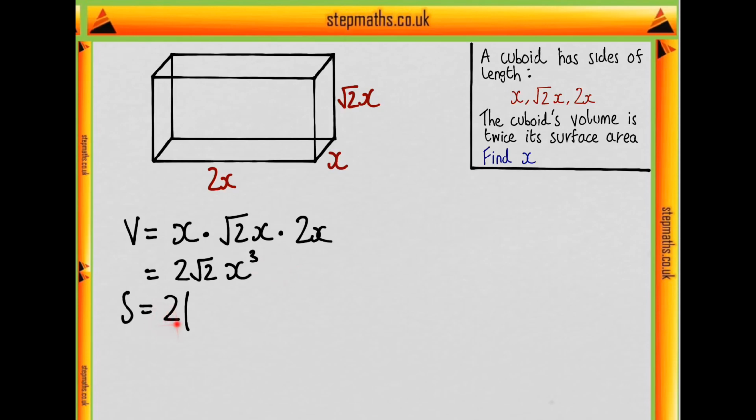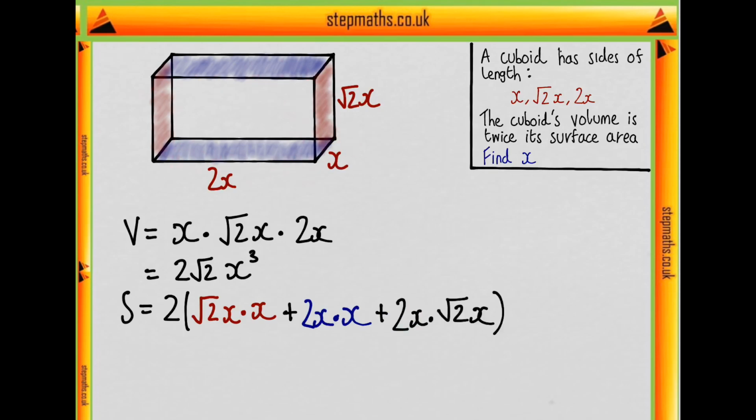So we've got surface area is equal to 2 lots of this area, so essentially x times root 2x in the red. So that comes from here. And we're taking 2 lots of it because we'll have 2 copies of each rectangle we can consider. Plus 2 lots of this, the blue, which is 2x times x. And then plus 2 lots of the remaining front rectangle here, 2x times root 2x.